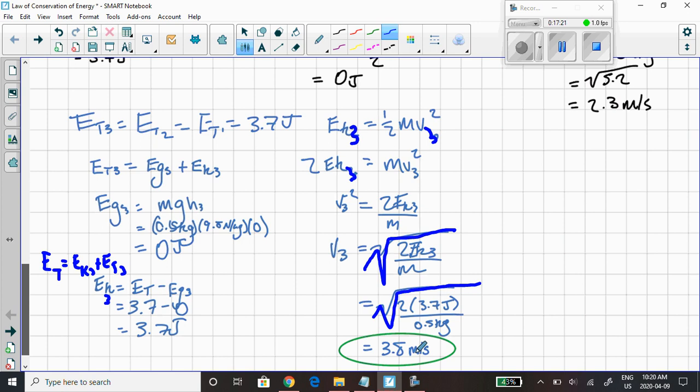And it makes a lot of sense that it's larger than the speed it had when it was still in the midst of its drop. Position 2, its speed was 2.3 meters per second. As it's just about to hit the ground, it's 3.8 meters per second. That makes sense because, as we know, things are accelerated as they fall downward.